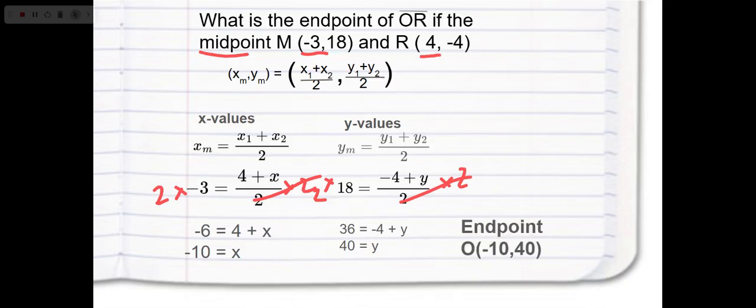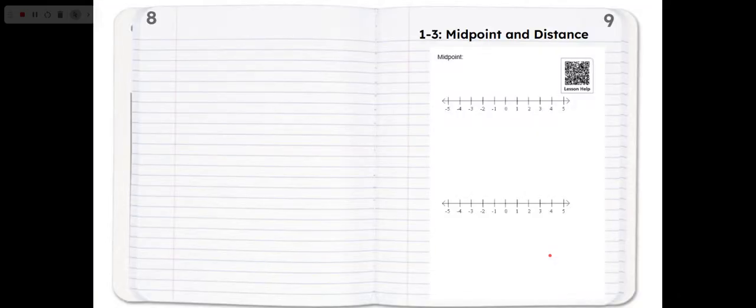So my endpoint is an x value, comma, a y value. So my endpoint is the x value, comma, the y value. So negative 10, comma, 40. Okay. So tape that in. Whichever is the scariest side, tape that face up to you.